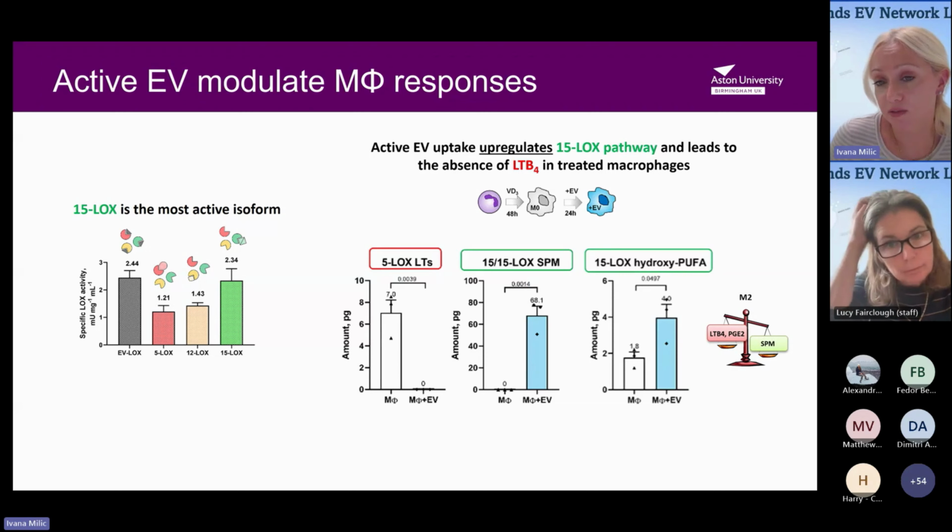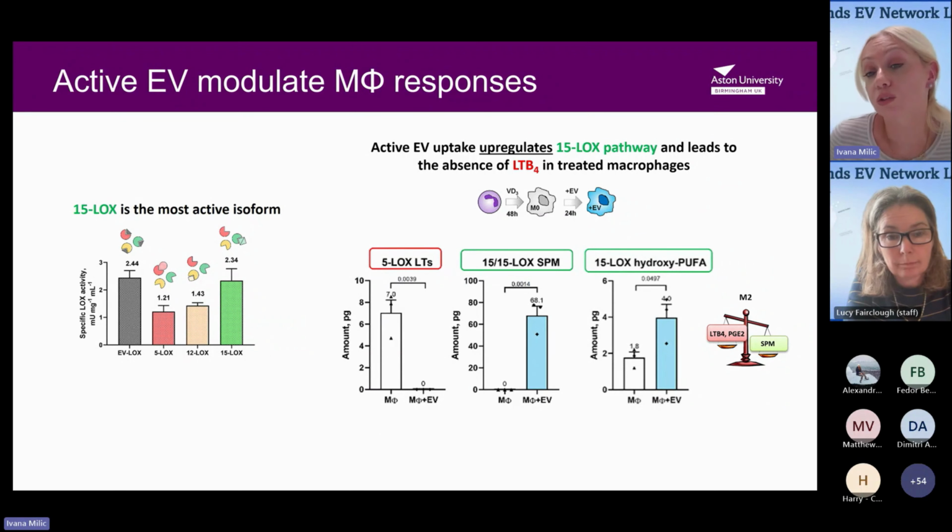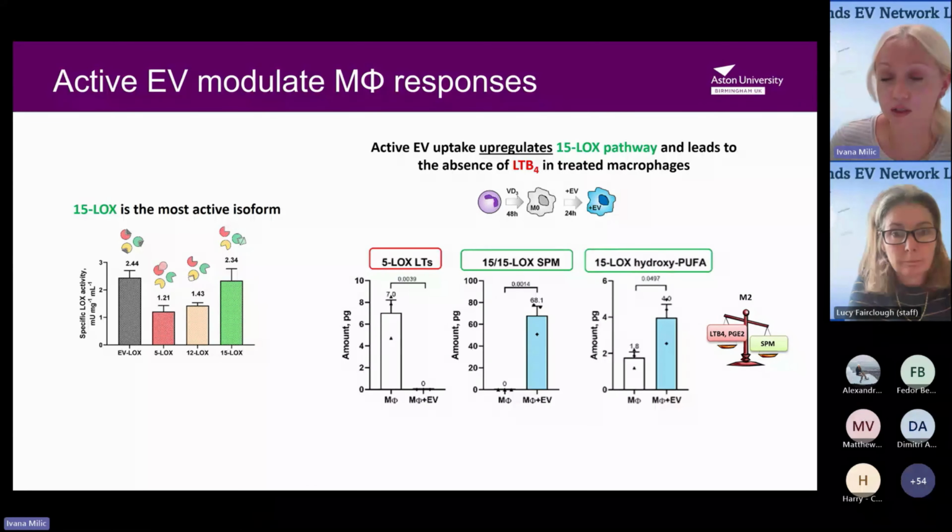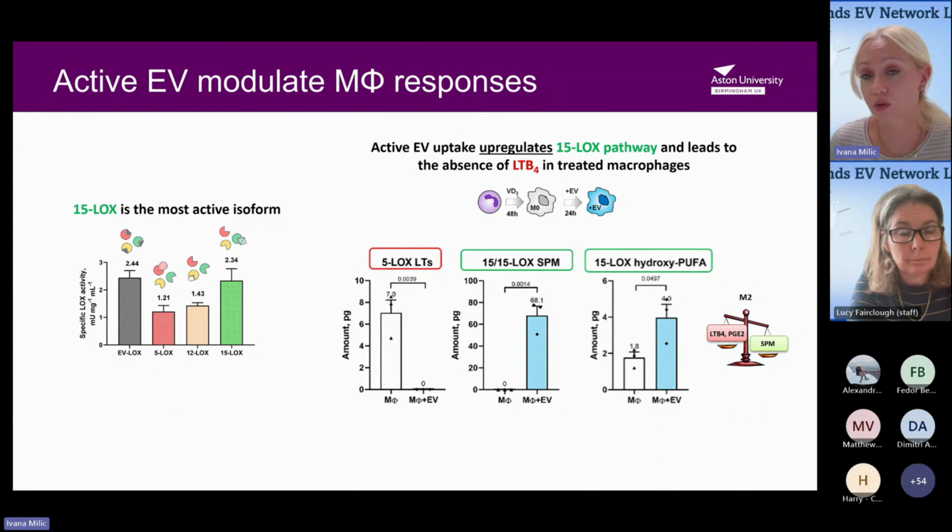When we incubated these EVs with monocyte-derived macrophages in vitro, we looked at the lipid metabolome of the treated macrophages, and we have seen that these so-called M-naught macrophages have completely lost the expression of the leukotrienes, which are known to be pro-inflammatory, and in return they have massively upregulated the 15-lipoxygenase lipid mediator pathway, suggesting that from this lipid metabolome angle, the incubation of non-stimulated macrophages with apoptotic EVs is potentially preferentially polarizing them towards the pro-resolving phenotype.